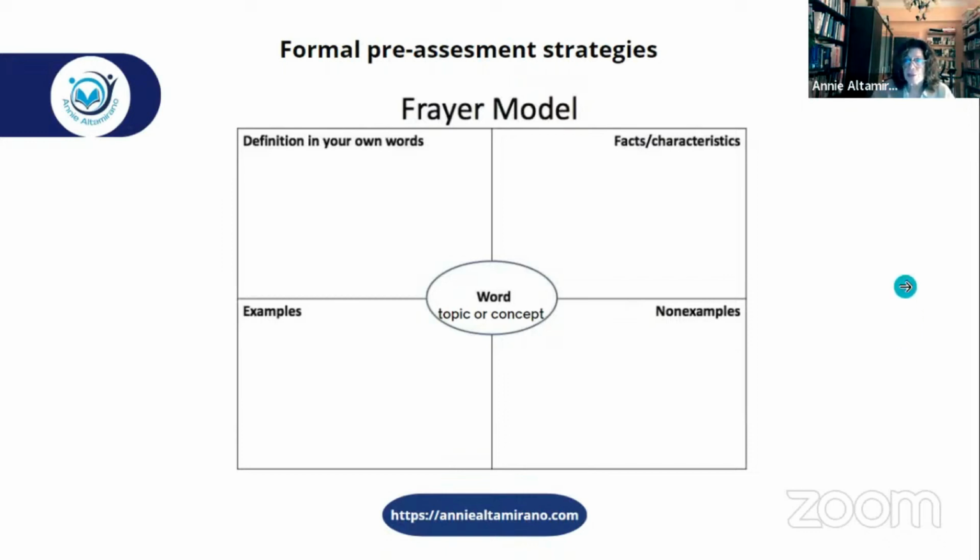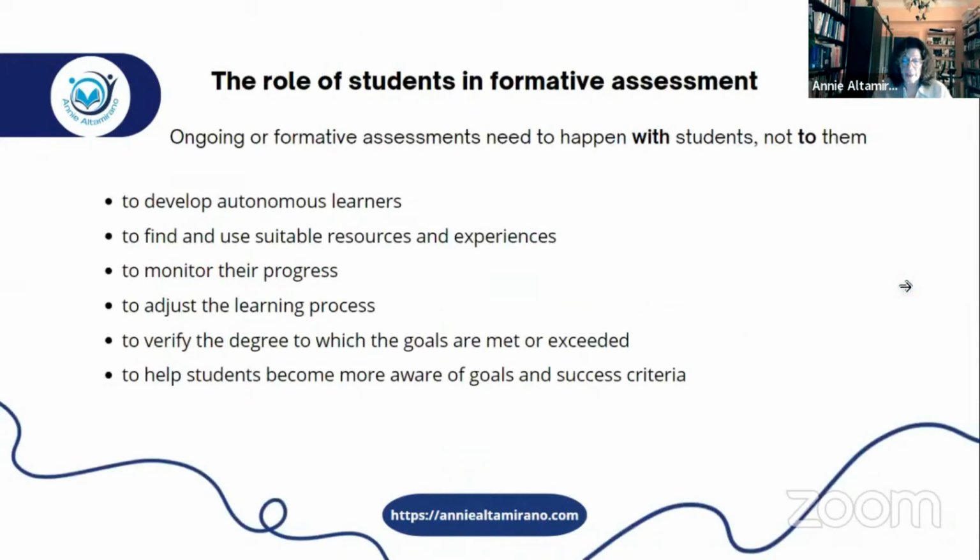Now, as with pre-assessments, ongoing or formative assessments need to happen with the students, not to them. Sometimes assessment happens to students. It's something like, okay, I'll catch you out on this. No. Let's say, ongoing or formative assessment needs to happen with the students because it should develop autonomous learners.